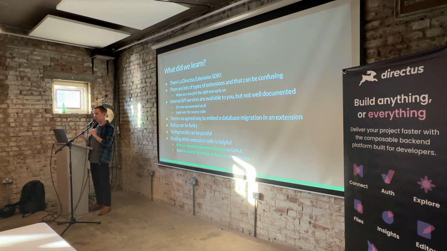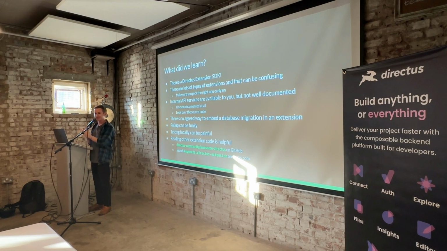There's also no agreed way to embed a database migration in an extension. You can write a migration as part of a Directus extension, but if you want to release an extension that does something to the database, there's no agreed way of doing that, and that made us a little bit nervous. I think there's a few different approaches. You can ask the user to put it in themselves. You can copy it in sneakily, which is what we do. Or you can just do it at runtime, which feels a little bit scary.